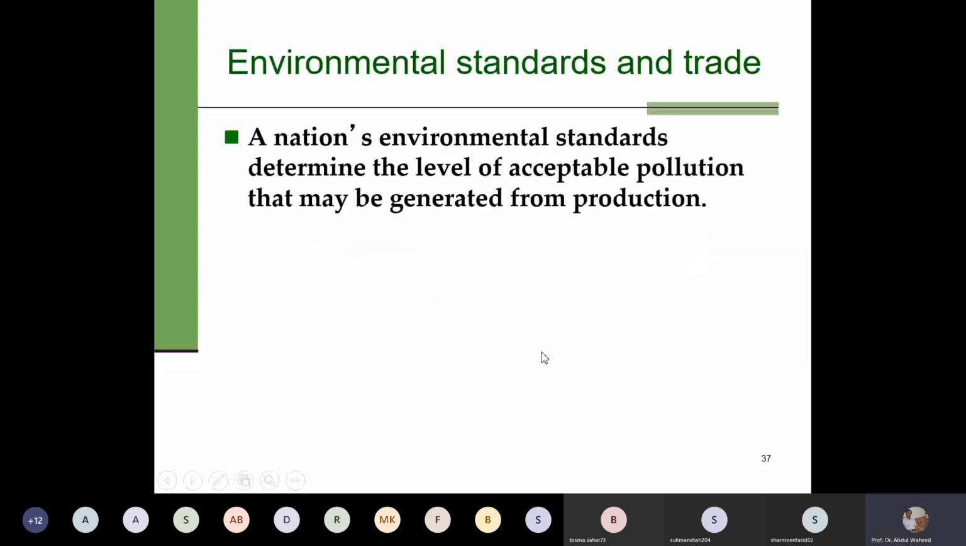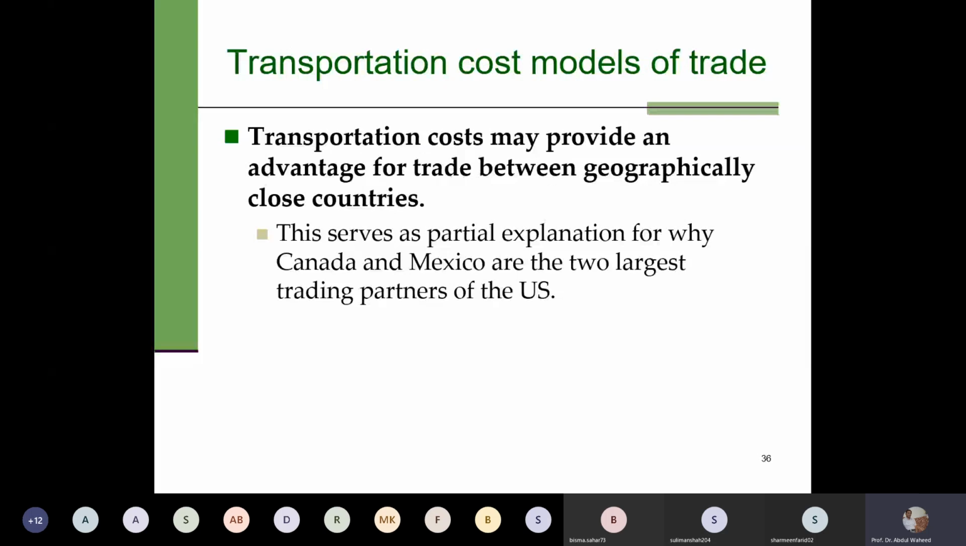Then we have environmental standards. So what do you think? If there are strict environmental standards, then will the volume of trade increase or decrease? If there are strict environmental standards, then what will happen? Trade will decrease.